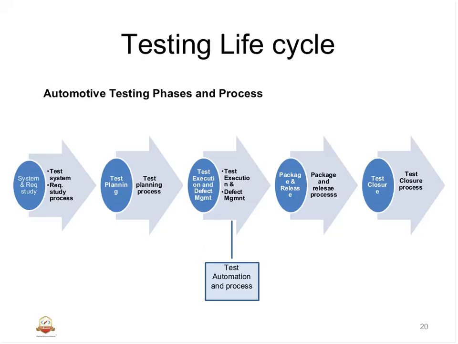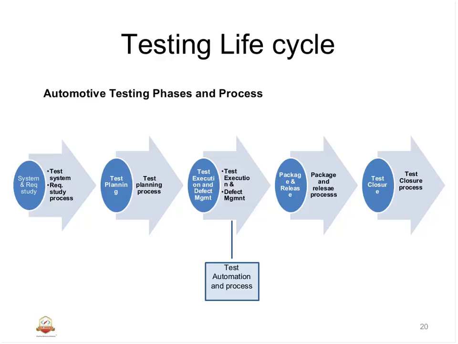Okay, so we'll take an example of one testing life cycle. We'll touch base on what elements an automotive testing process takes to complete the testing life cycle. Let's go through automotive testing phases and processes. Basically, the automotive testing phase is categorized into 5 phases: system and requirement study, test planning, test execution and defect management, package and release, and test closure.